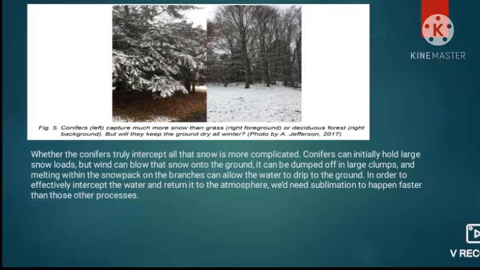Whether the conifers truly intercept all that snow is more complicated. Conifers can initially hold large snow loads, but wind can blow that snow onto the ground. It can be dumped off in large clumps, and melting within the snowpack on the branches can allow the water to drip to the ground. In order to effectively intercept the water and return it to the atmosphere, we need sublimation to happen faster than those other processes.